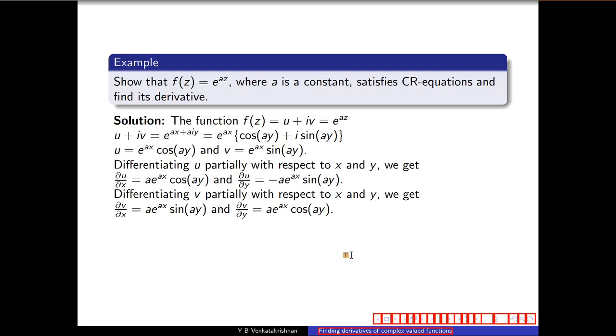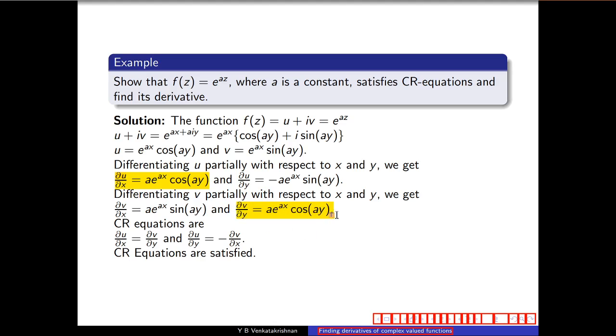After evaluating the partial derivatives of u and v, we can verify the CR equations. You can see here dou u by dou x is a into e power ax cos ay, and similarly dou v by dou y is equal to a e power ax into cos ay. These two are equal. Therefore, the first CR equation is satisfied.